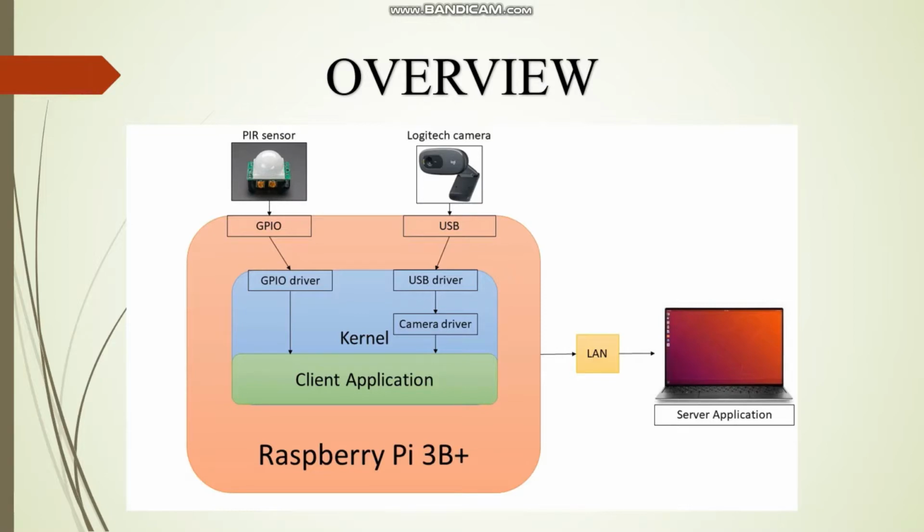The client is the Raspberry Pi with the Buildroot implementation of Linux. It also has a GPIO driver which accepts input from the PIR sensor every 500 milliseconds. When motion is detected, images are captured and sent via TCP/IP to the host or server PC, and it is streamed.